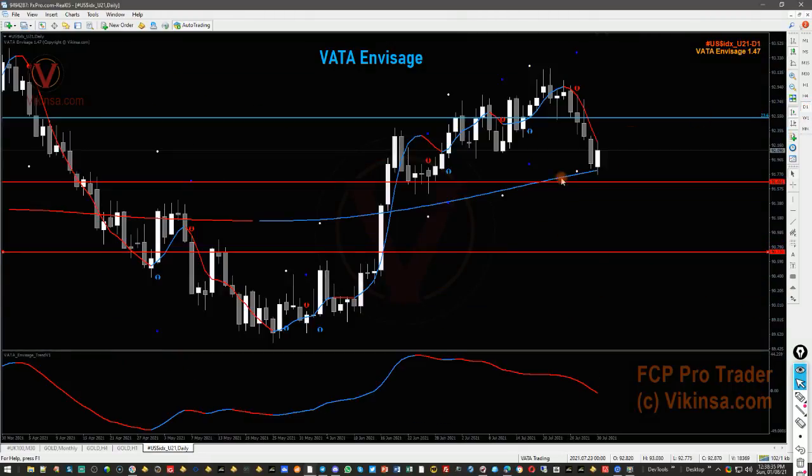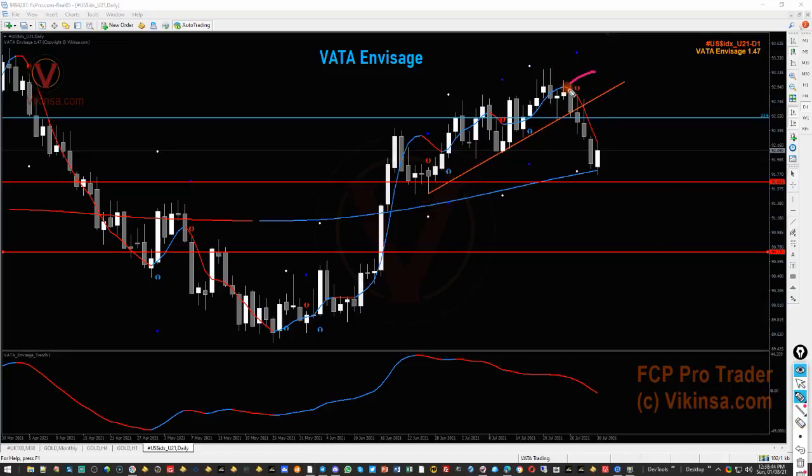If I go to the daily time frame, this is what has happened. The market created a wedge kind of pattern here. It broke through it, and at the same time we got a very good sell signal here, and the market was able to reach the profit target here. The white dot is the profit target, and at the same time the water curve acted as support.